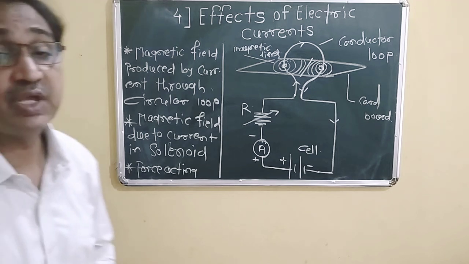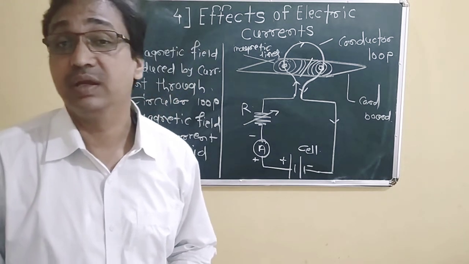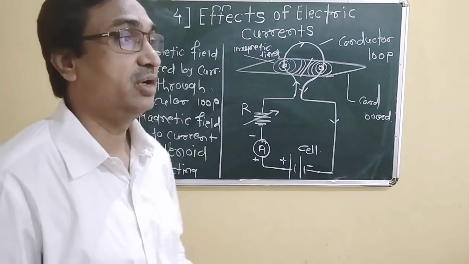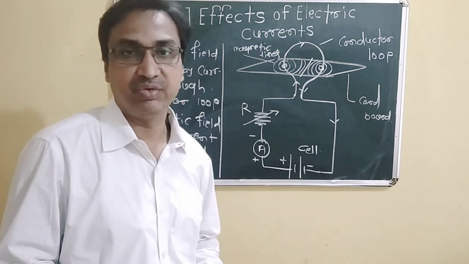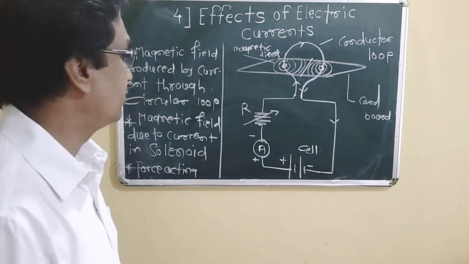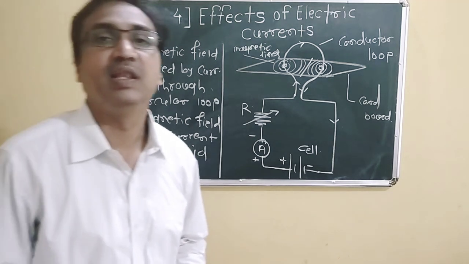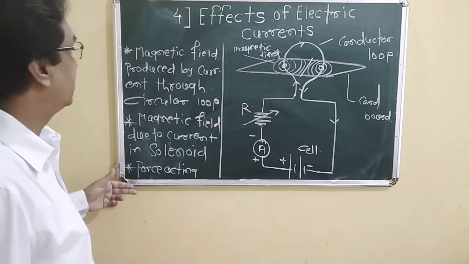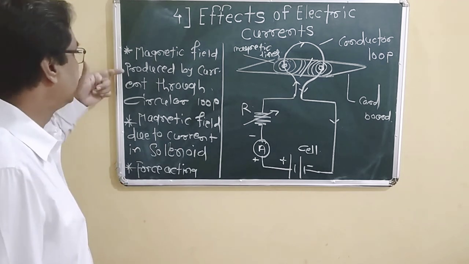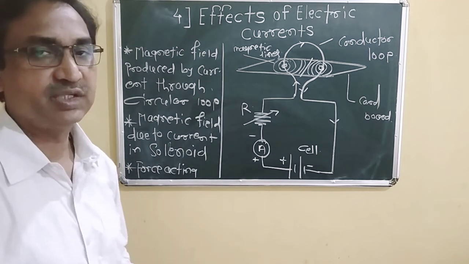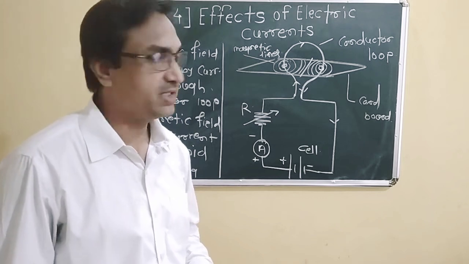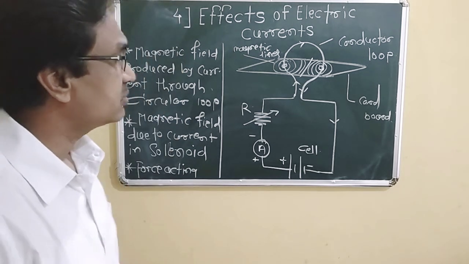After that, the force acting on a current carrying conductor. This topic also we have to discuss, and if time remains we will discuss Fleming's left hand rule, which is not mentioned here. So 4 topics we will discuss in today's lesson. So we have to start.